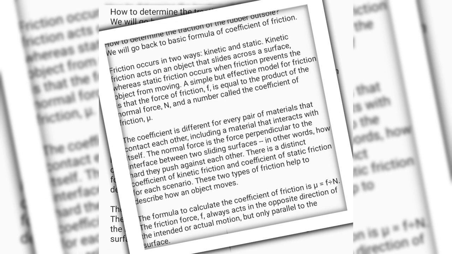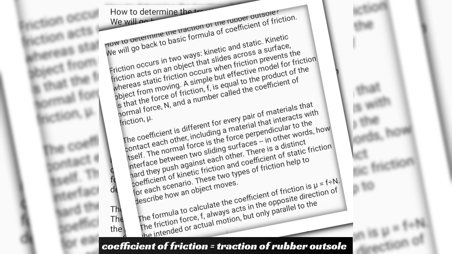How to determine the traction of the rubber outsole. We will go back to the basic formula of the coefficient of friction. Friction occurs in two ways, kinetic and static. Kinetic friction acts on an object that slides across a surface, whereas static friction occurs when friction prevents the object from moving. A simple but effective model for friction is that the force of friction, F, is equal to the product of the normal force, N, and a number called the coefficient of friction, mu.